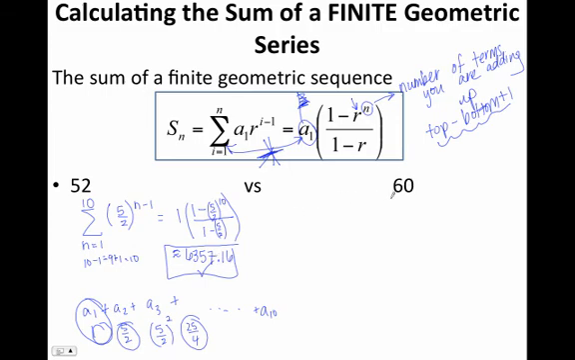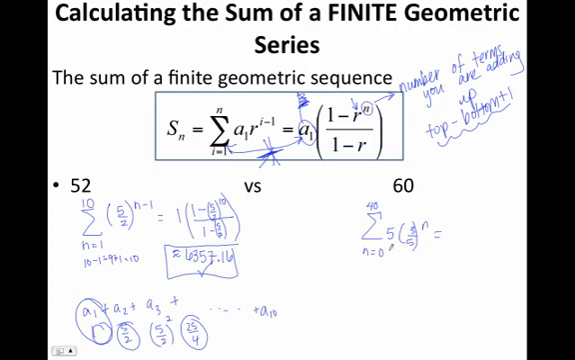Alright, number 60, let's look at number 60 here real quick, and this will be the last one. If we had the sum from n equals 0 to 40, and then here we would have 5 times 3 over 5 to the n. So again, this is geometric, it's finite, we're going to want to use this formula.